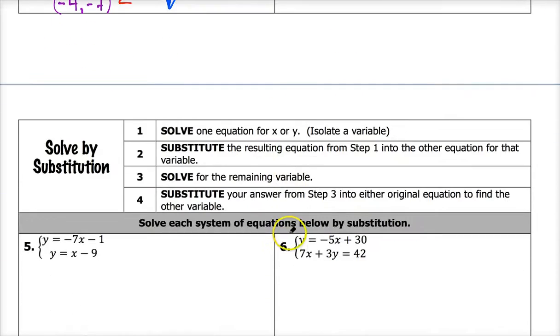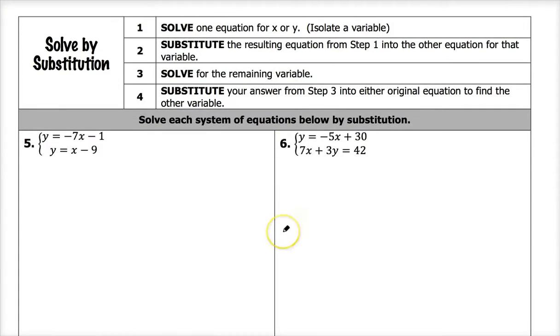Okay, looking at the back side, we can also solve systems algebraically, meaning we can do it without graphing, and solving them without graphing is usually preferred over graphing simply because we don't always have graph paper or a ruler handy. So solving them algebraically, there's actually 2 methods for that. We'll look at the second method in the next video, but one method is by using substitution. And so substitution involves these 4 steps listed here.